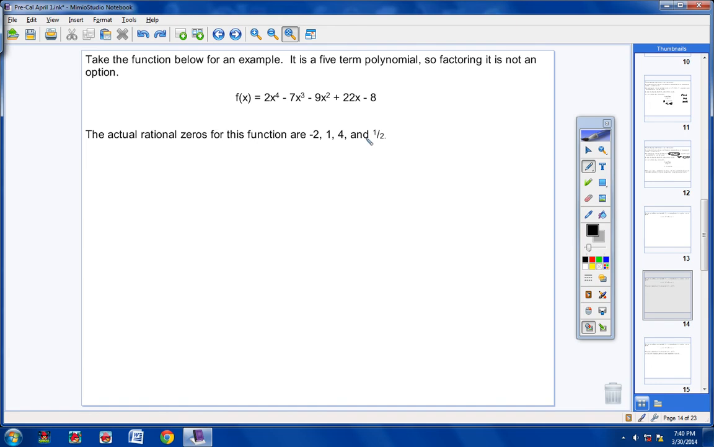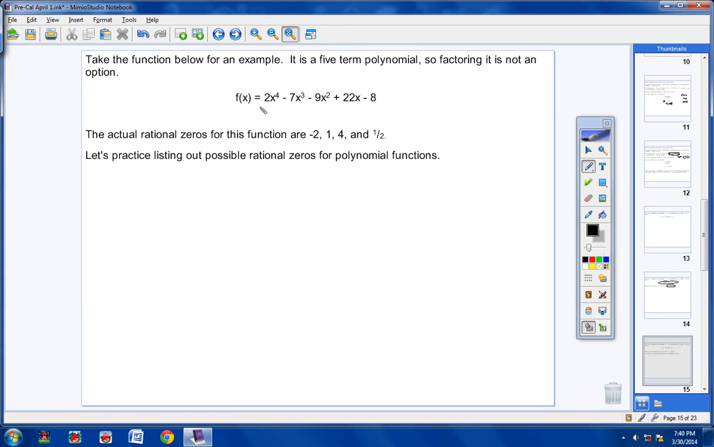Now, Mr. Earhart, how'd you know that? Don't worry about that. I just want you to write that down. These are the actual rational zeros for this function. In other words, if you were to graph this, if you were to type this into your grapher and hit graph, you would see that the graph would cross the x-intercept at -2, +1, +4, and +1/2. These are the actual rational zeros for this function. Now let me show you something. I want to show you how to list out or to make a list of possible rational zeros for polynomial functions. Now here's what you do. Please take some really good notes.